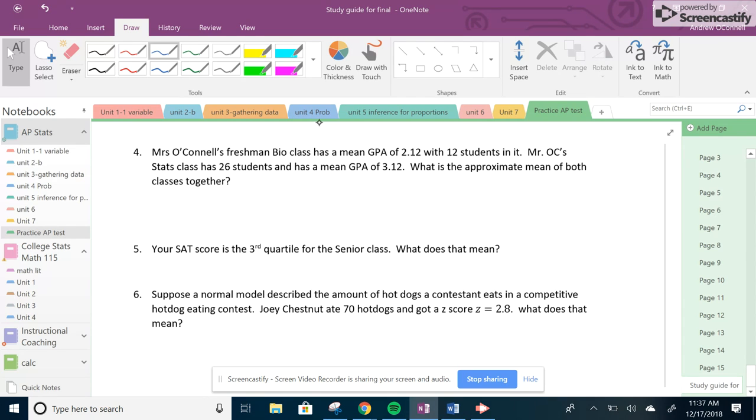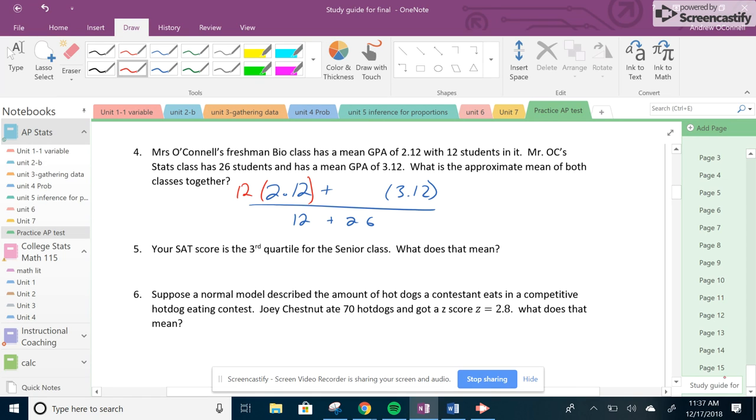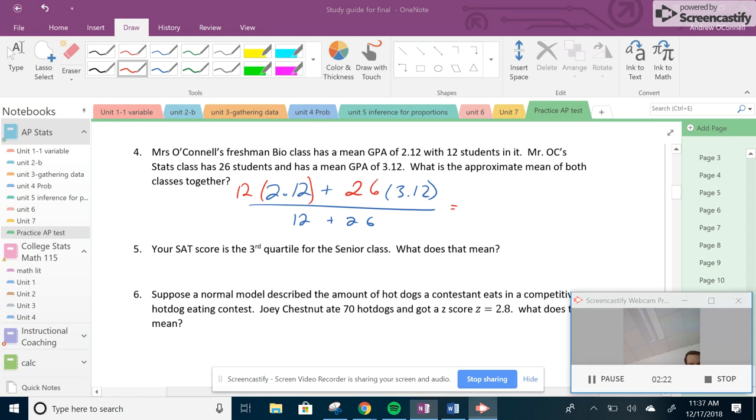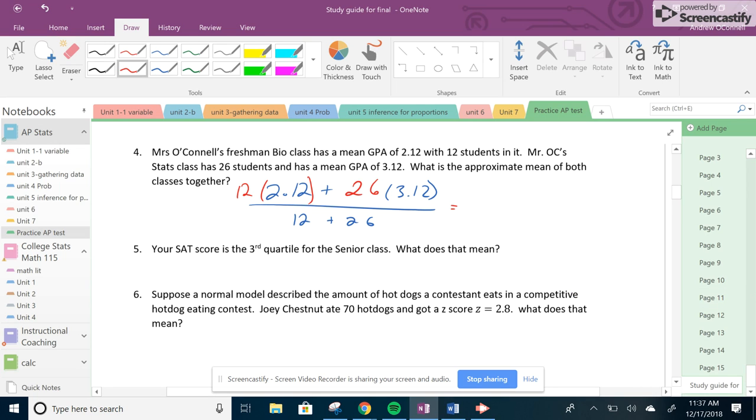Now, the actual way to find this is going to be a weighted mean, where we take her students' GPA and add our GPA over the weights, which is 12 and 26. We have to consider how many are in that class with a 2.12 and how many are in the other. I put 36, but I meant 26. Throw that in the calculator. Anyone want to double check really quick? I think it's about 2.8.